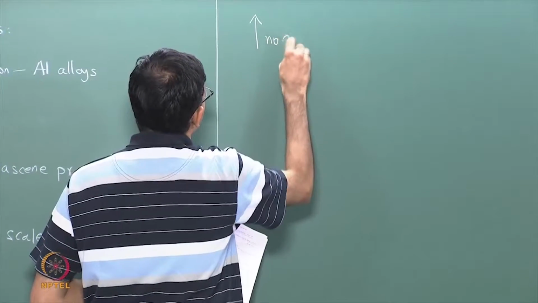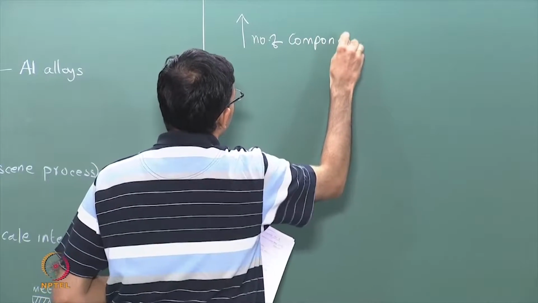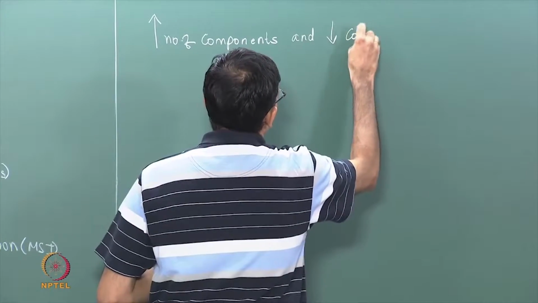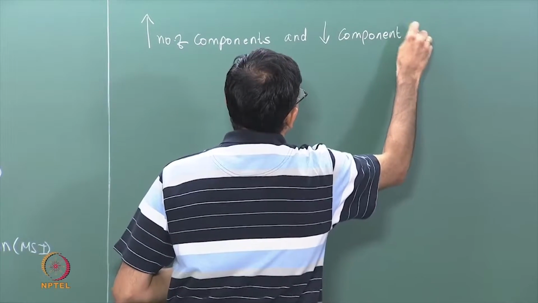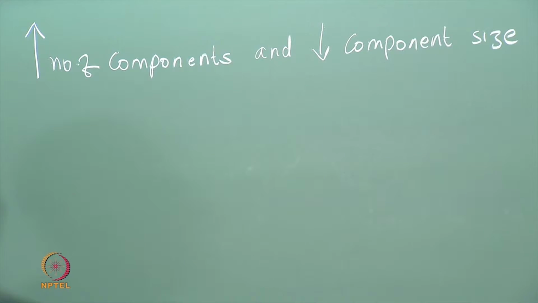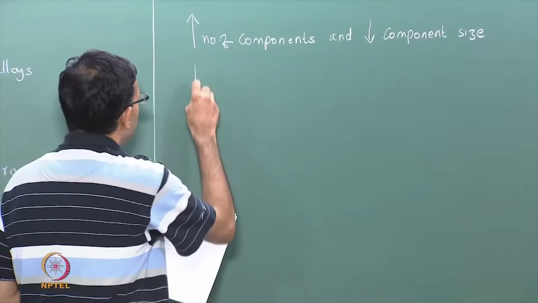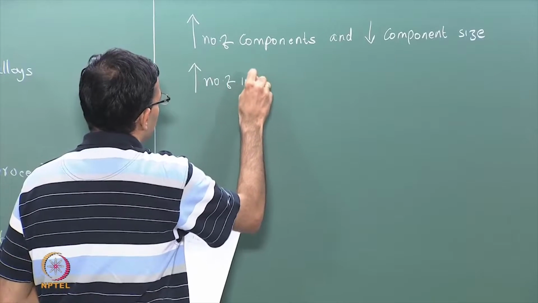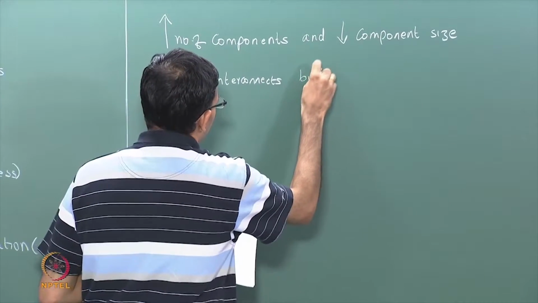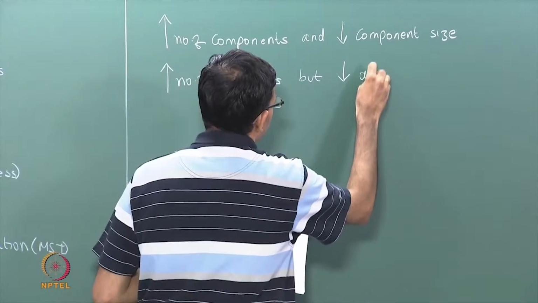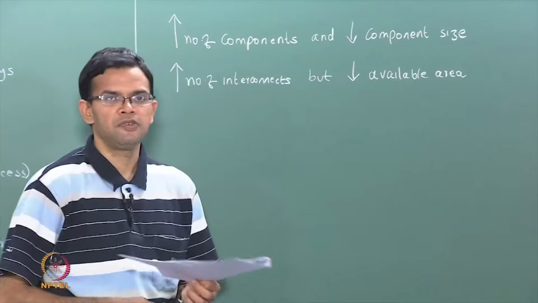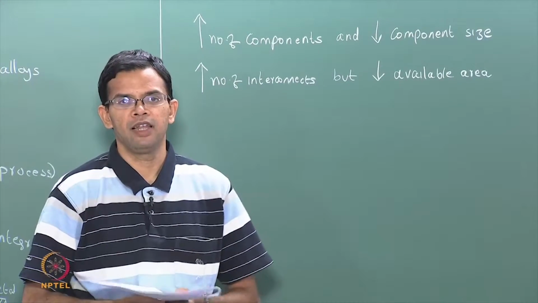So the number of components increased, and at the same time the component sizes reduced. So this meant that because you had more components, you needed to make more connections. So the number of interconnects increased, but the available area to make these interconnects reduced. Which means we have to make more wiring, but the amount of area available is smaller.